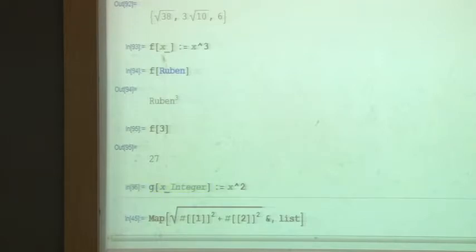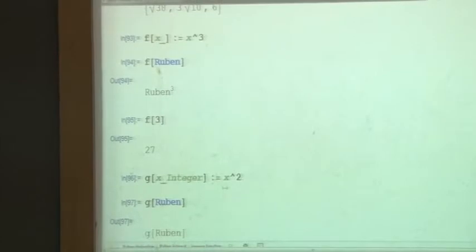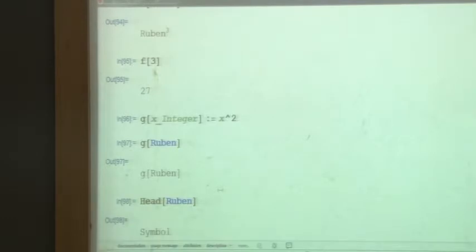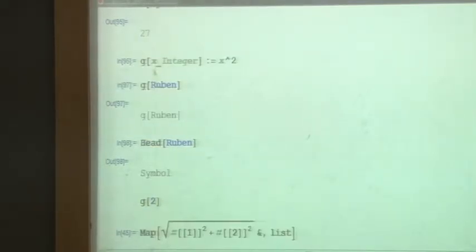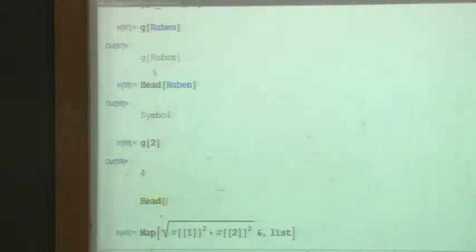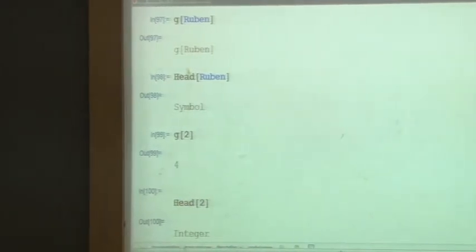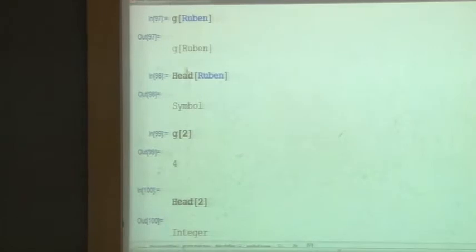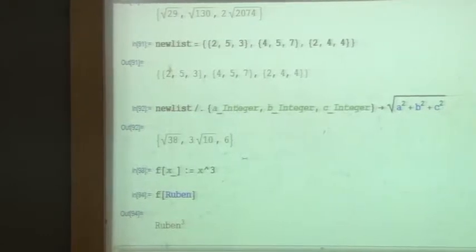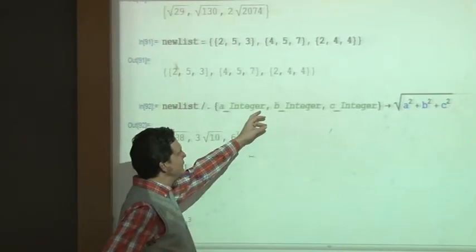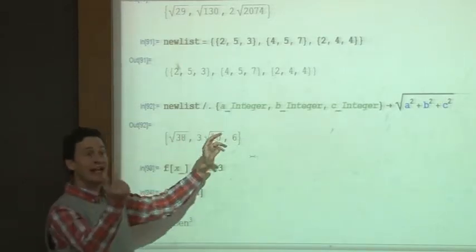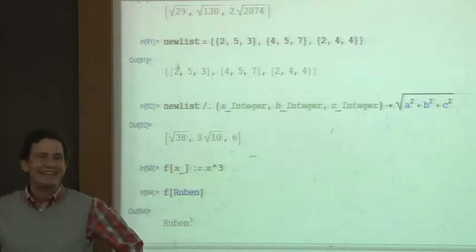So if I execute this and now I say G Ruben, nothing happens, karena Ruben bukan integer ya. Kalau check Ruben, head symbol. Tapi kalau saya G2, hasilnya apa? 4. Kenapa? Head 2 apa? Integer. Ngerti maksud saya? Gara-gara itu kita bisa sekarang dapat hasilnya yang benar kalau kita restrict the head to integer. Yes?